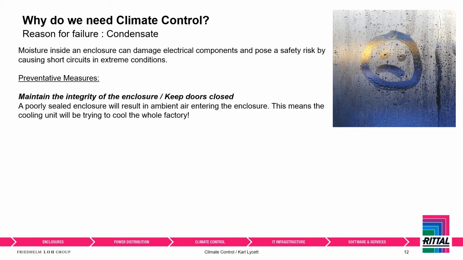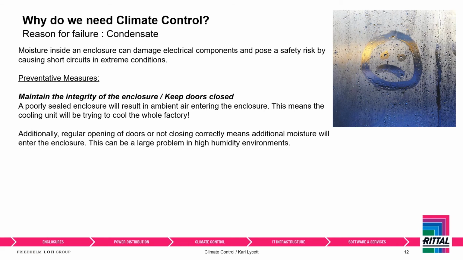Now, this sounds silly, but this advice is here from things we've witnessed as our experience as Rittal. A poorly sealed enclosure results in ambient air constantly leaking inside the enclosure. So you're trying to cool the whole factory. Again, going back to our human example, if you're driving down the motorway, you've got your aircon on full whack, and you open up the window, you're not going to feel the benefit. It's not going to be able to do its job. And frankly, you're going to start damaging the equipment because it's going to just have to work harder and harder.